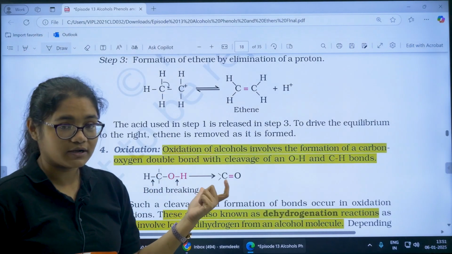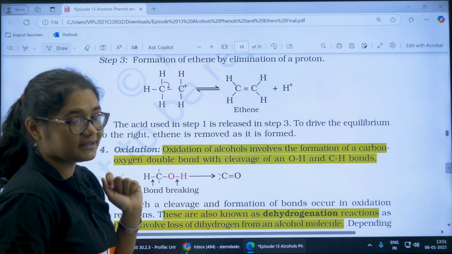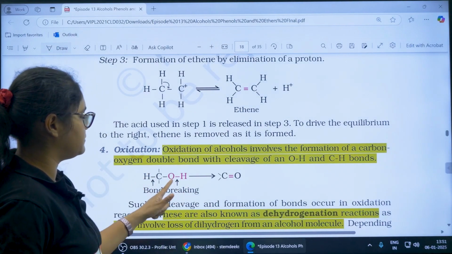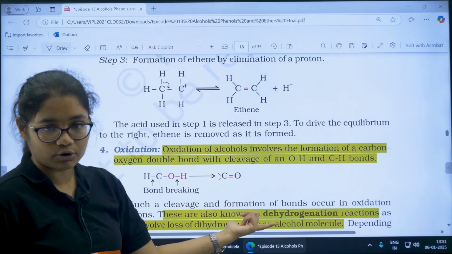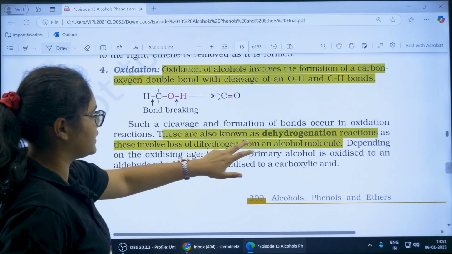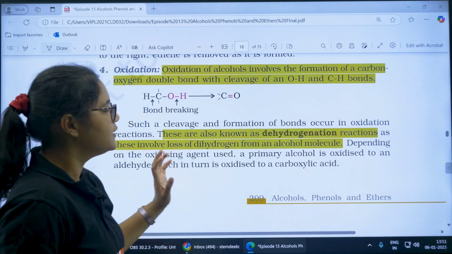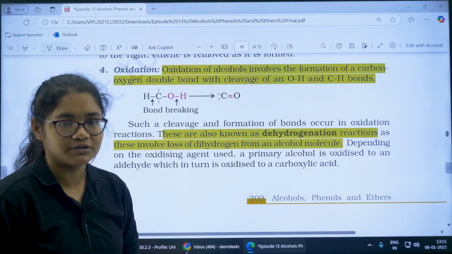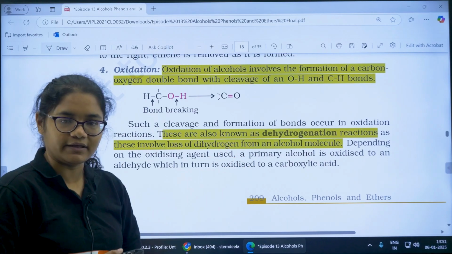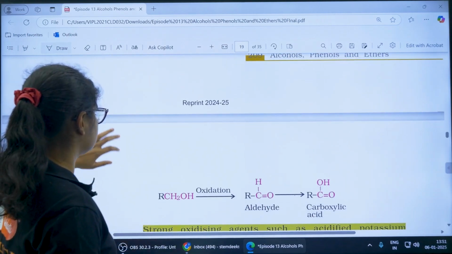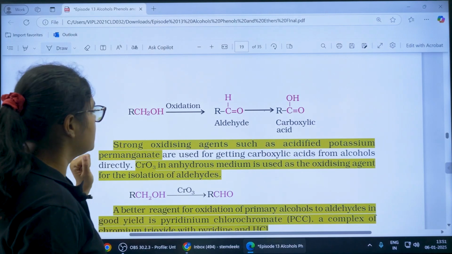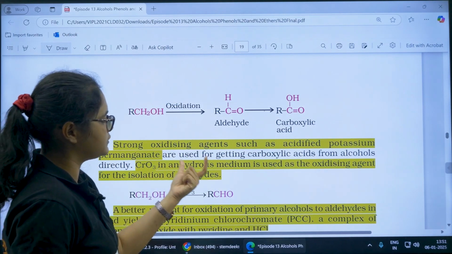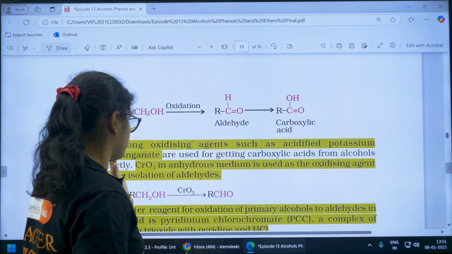Next, oxidation. What does the oxidation reaction of alcohols involve? The oxidation reaction involves bond breaking. These two bonds will break, converting it to C=O. So this is also known as a dehydrogenation reaction. The question can be: why is oxidation of alcohols also called a dehydrogenation reaction? You can answer it very easily from here. Next, strong oxidizing agents such as acidified potassium permanganate are used for getting carboxylic acid from alcohols.